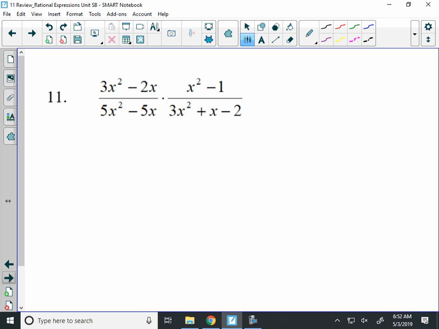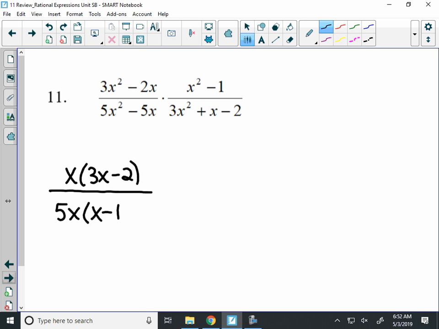Number 11, we are multiplying. When we are multiplying rational expressions together, you are free to go ahead and start by factoring everything. So top left of this expression, I'm going to pull out a GCF of x. I'm going to be left with 3x minus 2. The denominator there, I'm going to factor out another GCF. It looks like 5x is the denominator there. So I'll have an x minus 1.